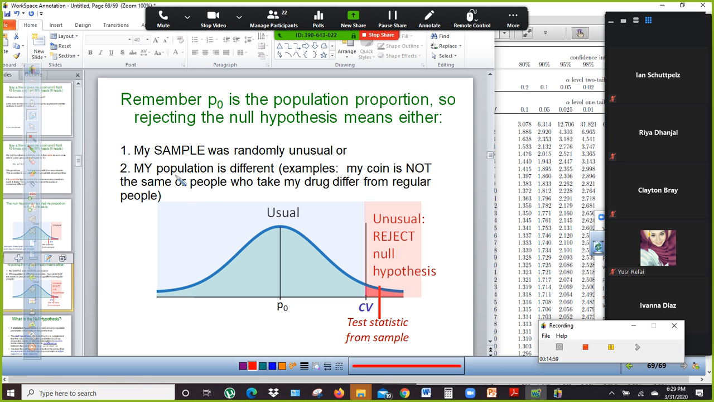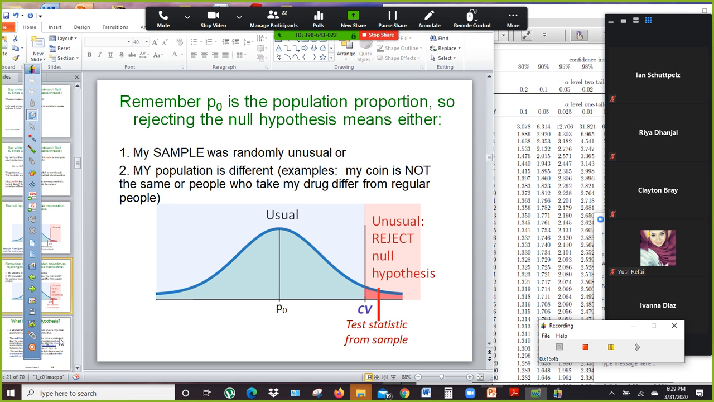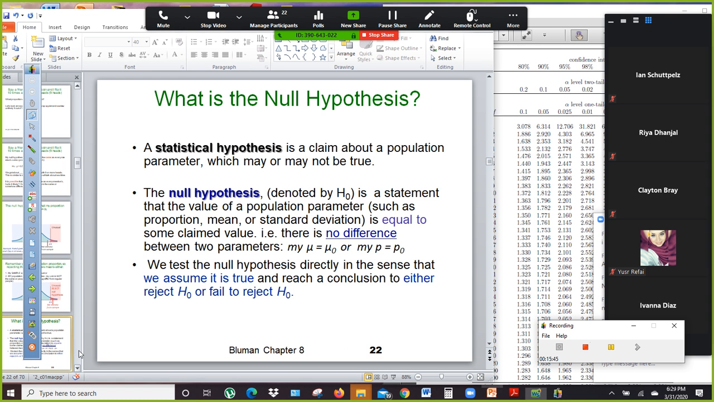So you're comparing your population, your deck, or people who take your drug to the rest of the world. And if you get a sample that's unusual, then you reject the null hypothesis and say that your population is different than everybody else's. That's the key thing. If you get that, then the rest of this is going to be real easy. So hopefully you guys are paying attention and got that.